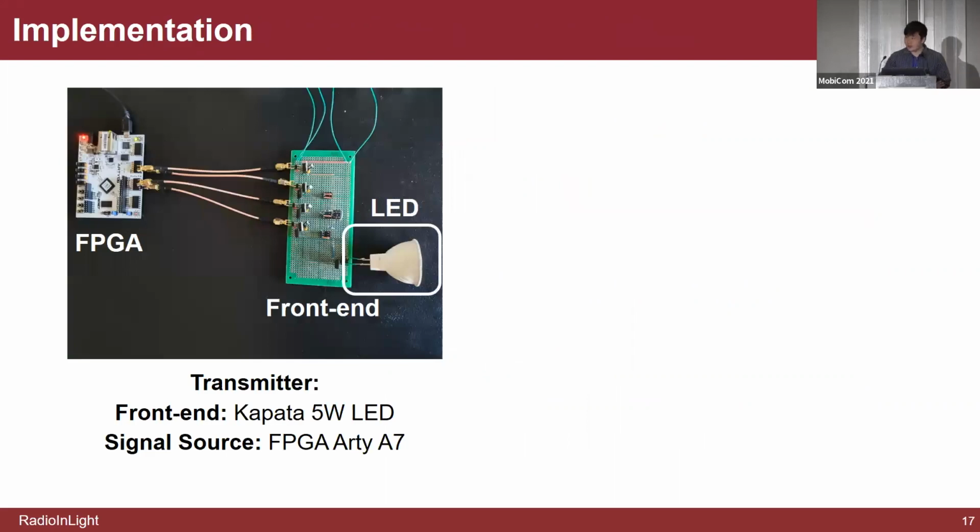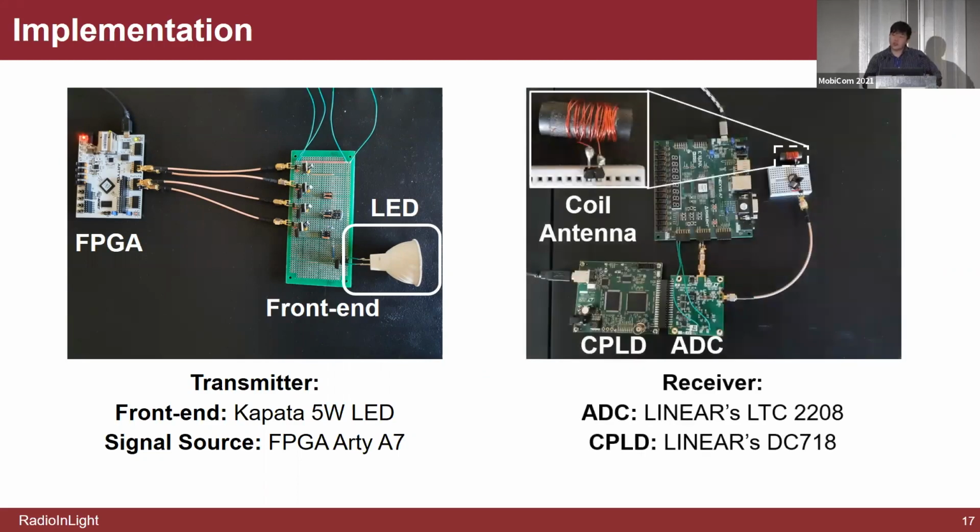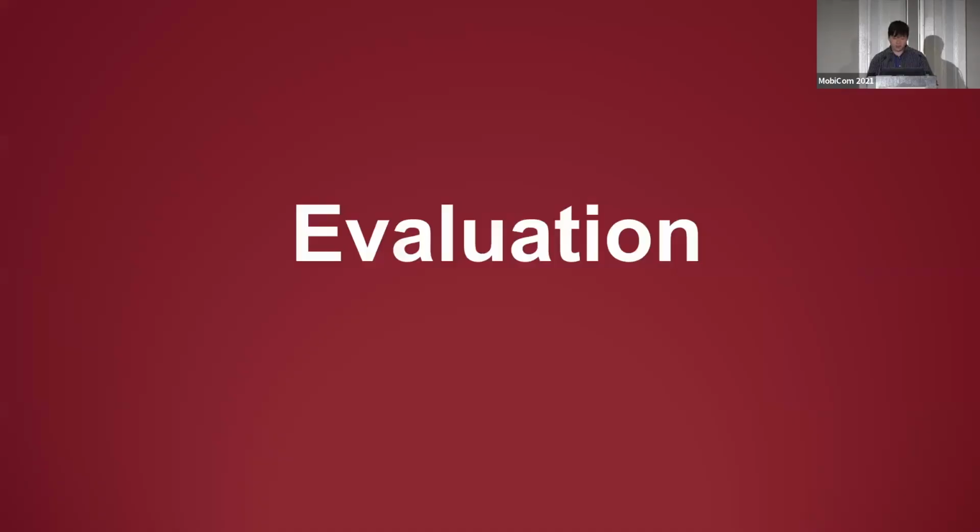Then let me show some details of our system. The transmitter circuit utilizes a commercial LED as the front end and an FPGA as the signal source. It also consists of resistors of different values and MOSFETs. The receiver coil is made by us using a copper wire and a ferrite core. The size of the receiver coil is about 2.54 centimeters in diameter. And we also use a linear ADC to sample data and a CPLD to collect data and transmit them to the laptop for further processing.